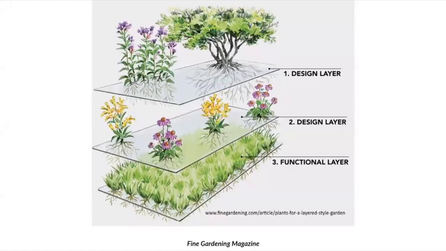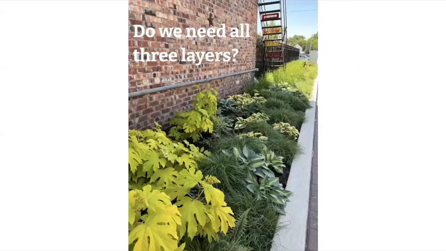And here's another great image from Fine Gardening magazine. It shows the same idea. It takes time. Do we need all 3 layers? No. You may decide that you only want the matrix and the vignette layer, or the seasonal theme layer. That's perfectly fine. Or you may just want the matrix layer and the structure layer. You don't have to have all 3 of them. You can just use whatever makes sense to you.